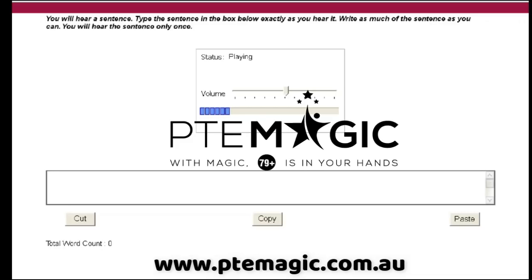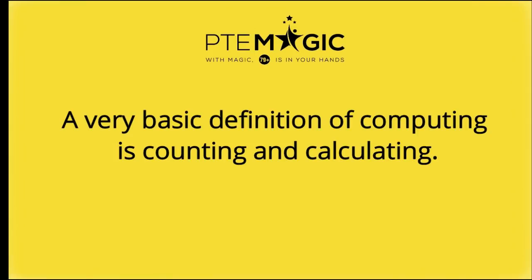A very basic definition of computing is counting and calculating.